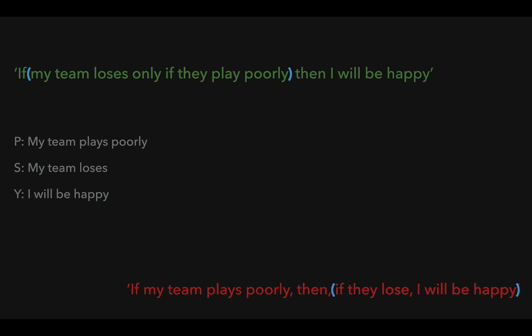Good. So let's look at the first sentence. How might we symbolize the top one? You might think this is a good approach. We know my team loses only if they play poorly. That's part of it. And then look, that's the antecedent, right? So let's just put an arrow and then a Y on the end, where the Y symbolizes, I will be happy. And you might think we could do something similar. And is that right? Well, hold on for a second.